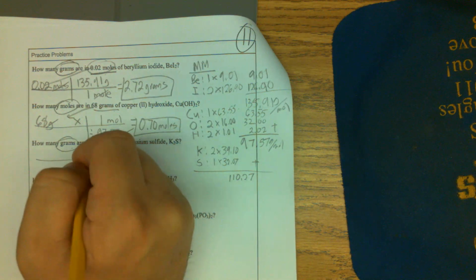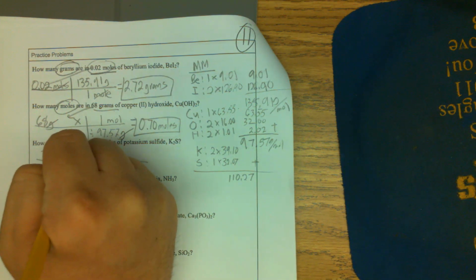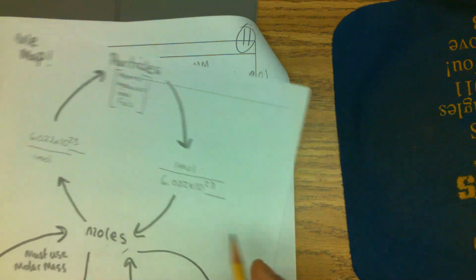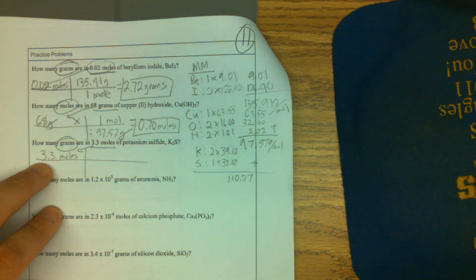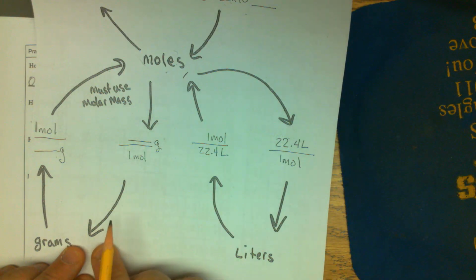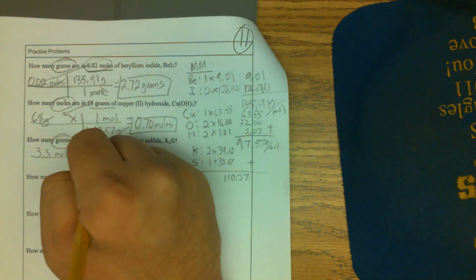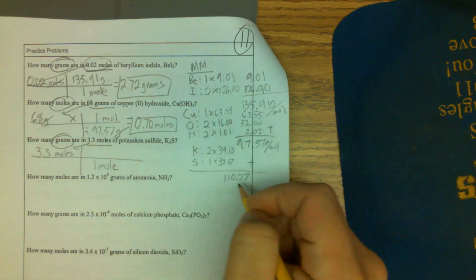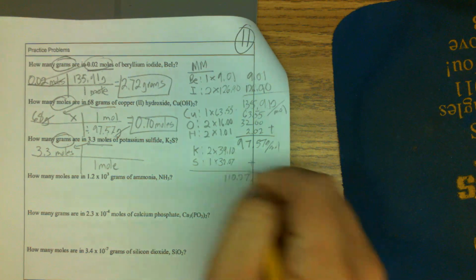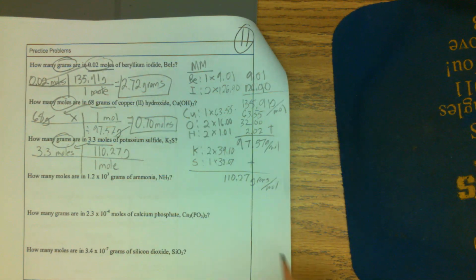All right, so we're going to plug in what we're given, 3.3 moles. And then we look at our mole amount. If we're going from moles to grams, we start at moles, we go to grams, follow the arrow. 1 mole goes on the bottom, the grams go on top. This is grams per mole. We get 110.27 grams every 1 mole.